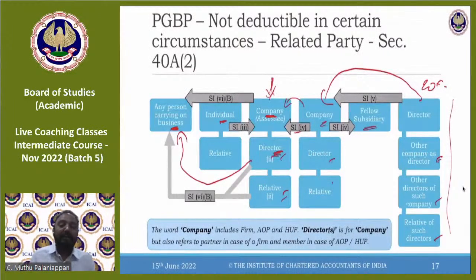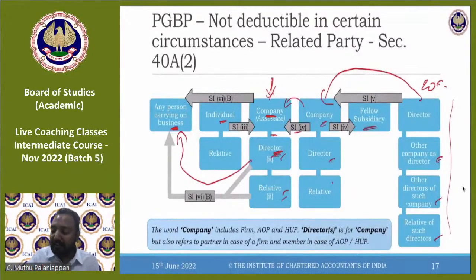So it's a diagrammatic representation of the entire stretch of related party. Please understand this, it is a very simple exercise. Only wherever I've said SI, meaning substantial interest, only with substantial interest do they become related party. If it is like this, just a flow here, they automatically become a related party without substantial interest also, like director to a company, relative to the director. So that's what we are talking about.